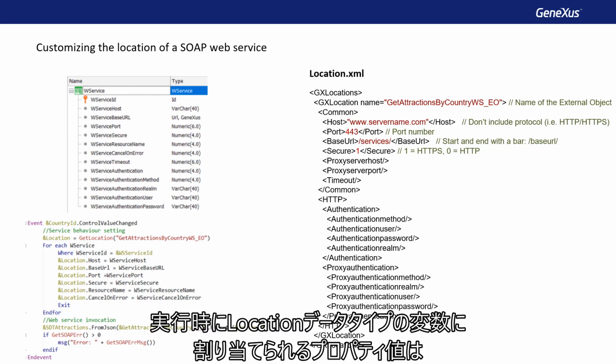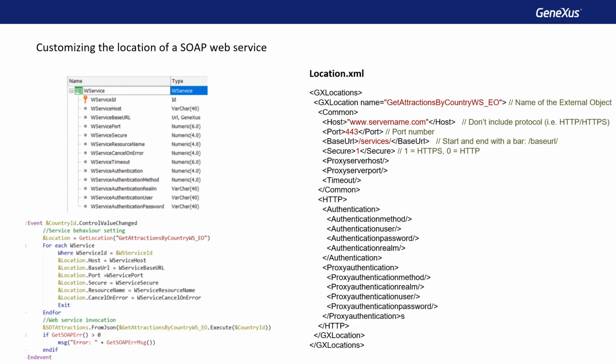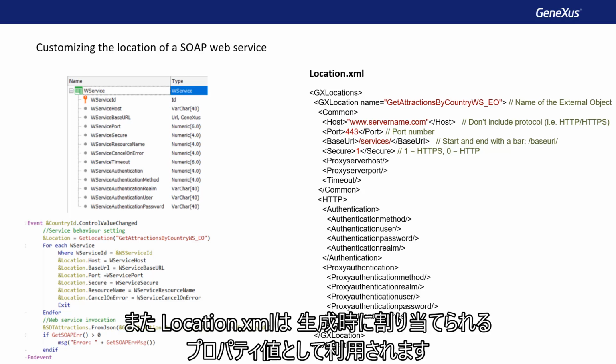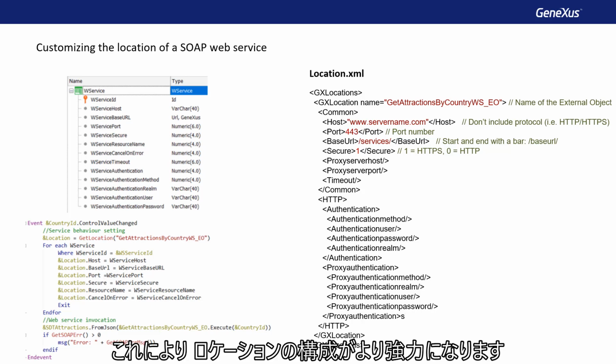The properties assigned at runtime to a variable of the location data type will take precedence over those assigned at runtime through a location.xml file. In turn, the latter will take precedence over those assigned at generation time. This allows for more dynamism in the configuration of locations.